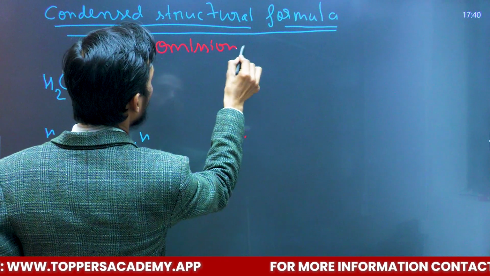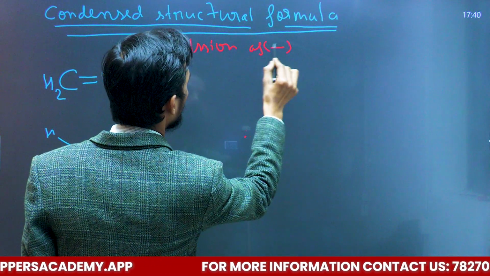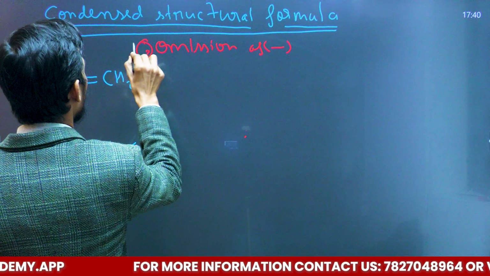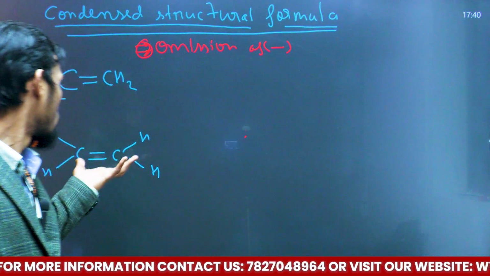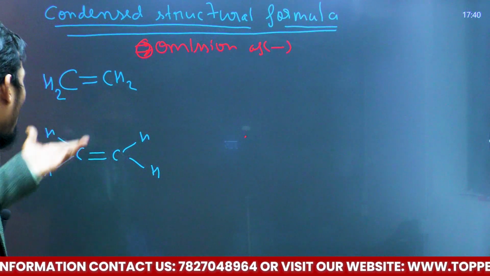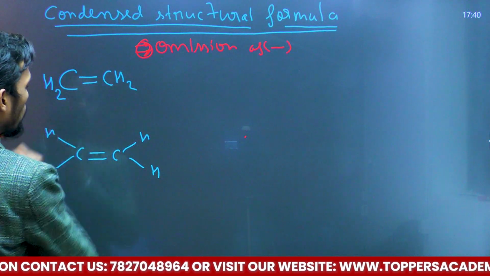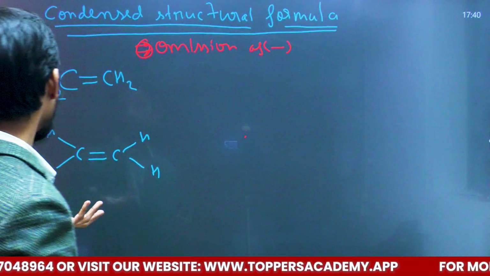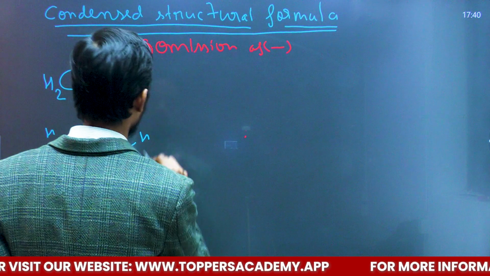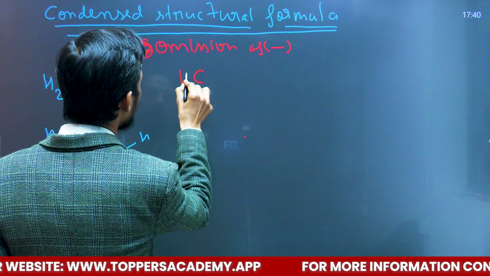Omission of dash. Sometimes we will omit all the dashes and sometimes only some of the dashes will be omitted. Like in this case, these dashes can remain over here like this. But sometimes we will omit all of the dashes. Like if we take an example of ethane, it will be represented like this.